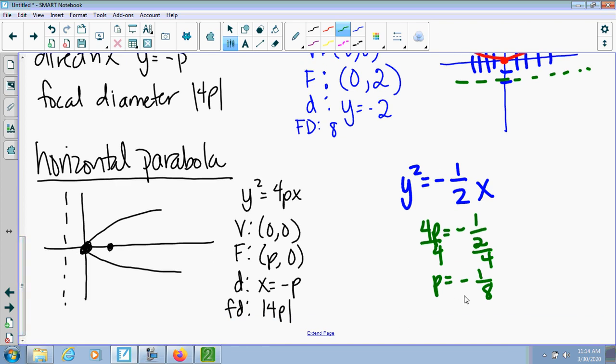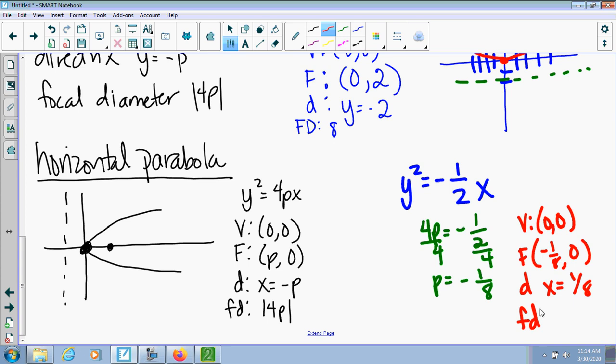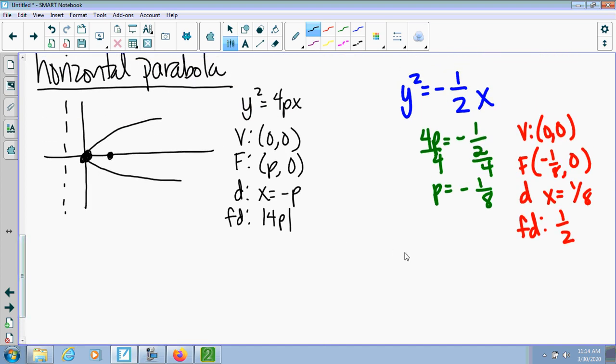So it's going to be pretty small. I can go ahead and write all my stuff down. Vertex, (0, 0). Focus is going to be (negative 1/8, 0). Directrix, x equals 1/8. And then focal diameter would be, it's actually just going to be this number that's in the front, 1/2, because 4 times 1/8 is 1/2. Okay, and sketch it if you'd like, so we can see what that looks like. It's going to be a pretty skinny one. I'm going to make my 1 out pretty far.